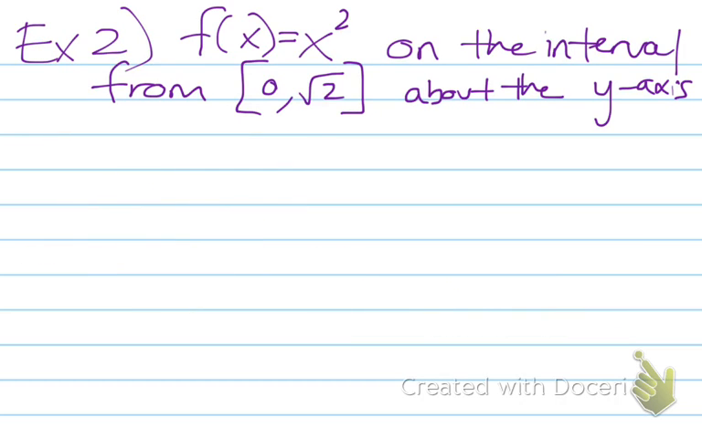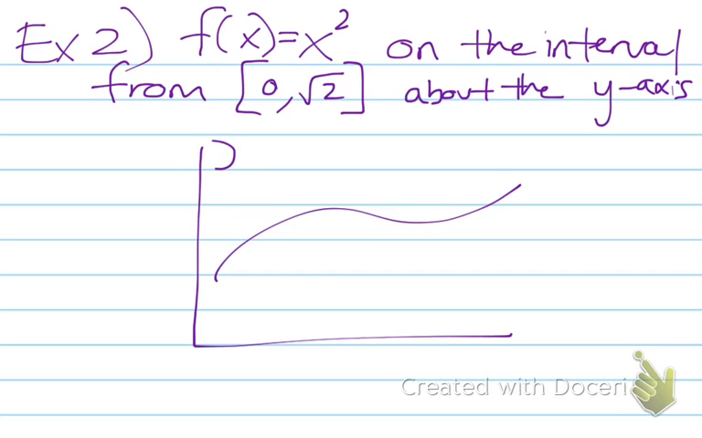Alright, so here's the second and final example. We have f of x equaling x squared on the interval from 0 to root 2 about the y-axis. So this one was like that second case. It's still a function y in terms of x, so we're still looking at x values, but if you look at your function this time, because we're rotating it about the y-axis, we want the distance from the y-axis to our function, which is always going to be x, so we know that x equals r of x in this case.